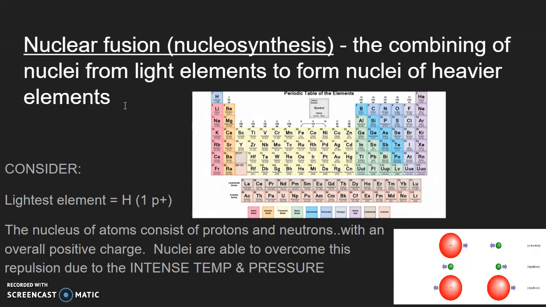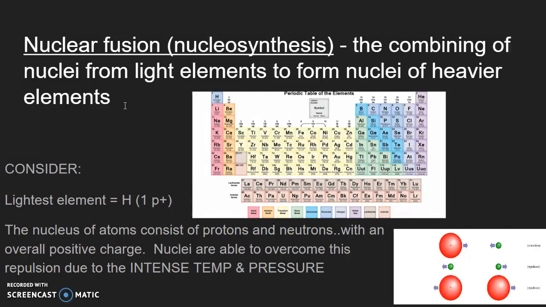Guys, the nucleus of atoms consists of protons and neutrons. You learned that in chemistry. So neutrons do not have an overall charge, but protons have a positive. And we're talking about fusion. We're talking about slamming together of two or more nuclei. Well, that's protons. Protons are positive. Positives want to repel. So what the heck, Mrs. Poulsen? How is this possible?